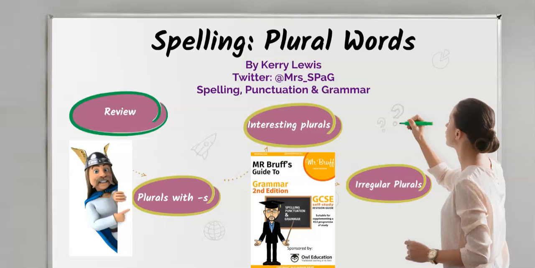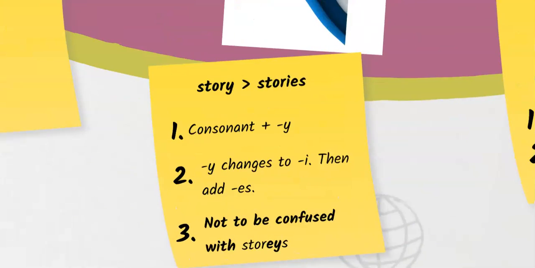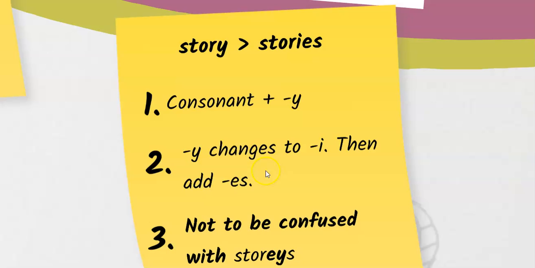Sometimes we have to tweak words when we add an S to make them plural. Let's look at some examples. When a word ends with a consonant and a Y, like story, the Y changes to an I and then we add ES. This isn't to be confused with stories, as in the floors of a building, because it's not consonant Y, it's vowel Y, and that's why we add the S as normal.